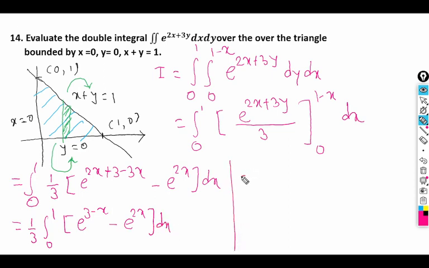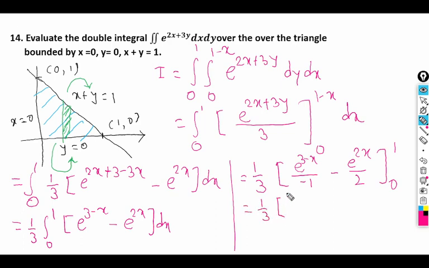So let me integrate now. So it is 1 by 3 integral of e raised to 3 minus x, which is e raised to 3 minus x upon minus 1, minus e raised to 2x upon 2. Limits 0 to 1. We'll replace the upper limit now. When we replace the upper limit, it is minus e raised to 3 minus 1, that is 2, minus e square. This is minus e square by 2. This is for the upper limit.